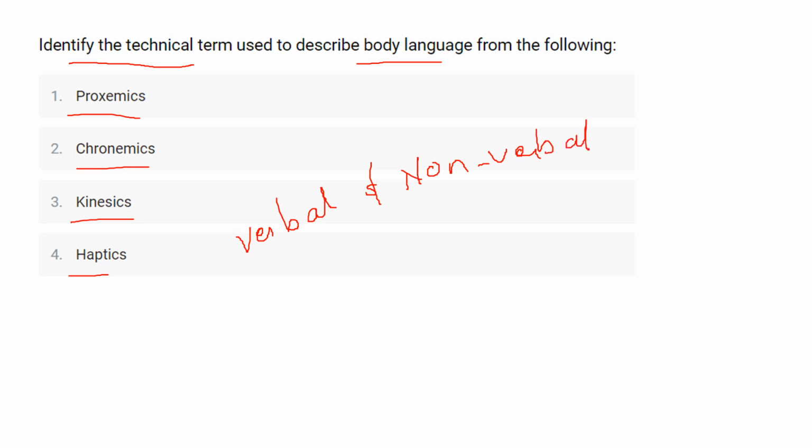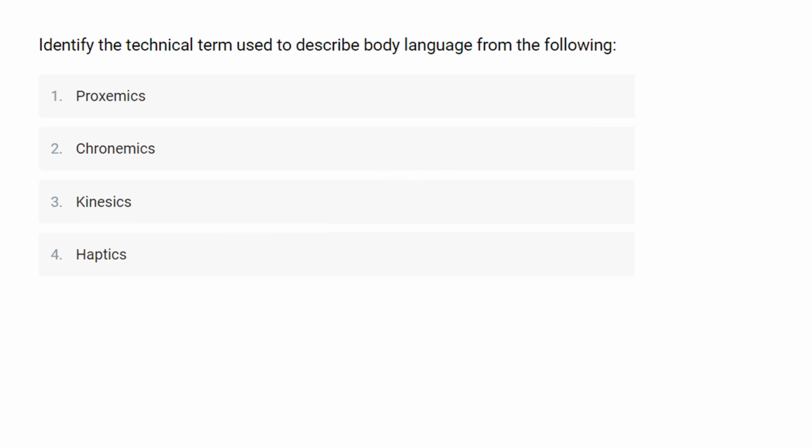So here in verbal we use oral language, and non-verbal means we use body language or different symbols. Now here the non-verbal also includes appearance, facial expression, body language and kinesics. So here the correct answer for this question is option number 3.